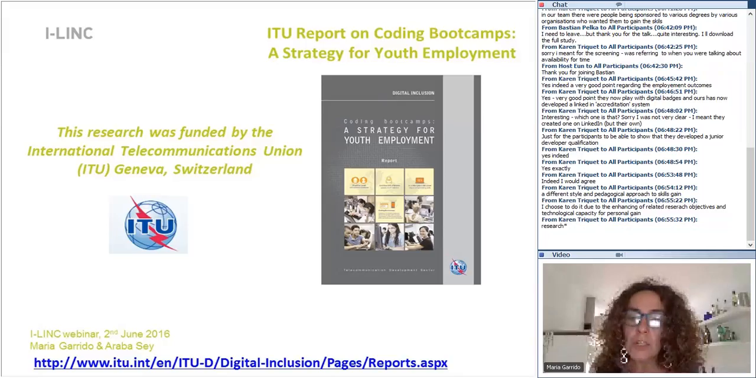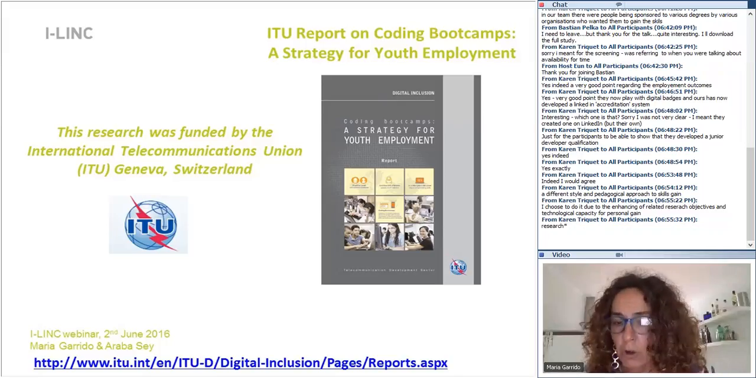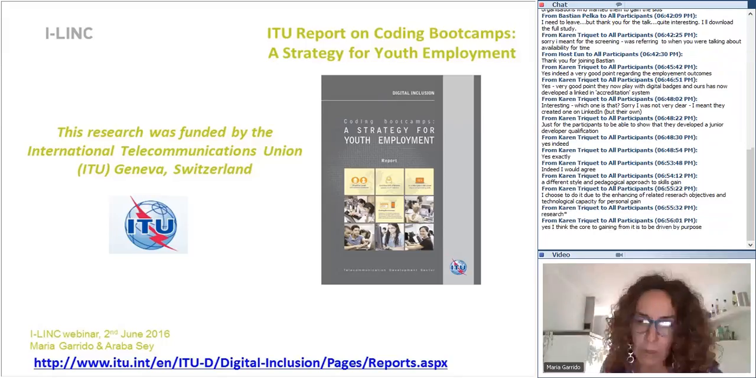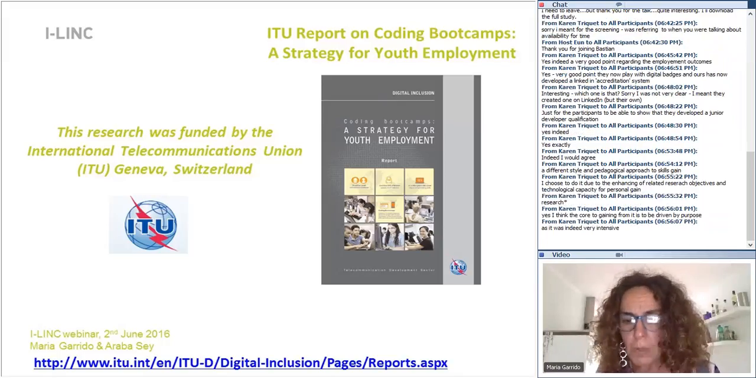So Karen said that she chose to do it to enhance her skills for research objectives and technological capacity for personal gain. So she did it just to improve her skills in relationship to research objectives and technological capacity for personal gain. So those are her 2 objectives. And I agree completely with her, this cannot be looked at as a replacement, because it is not. It's a very different form of training.